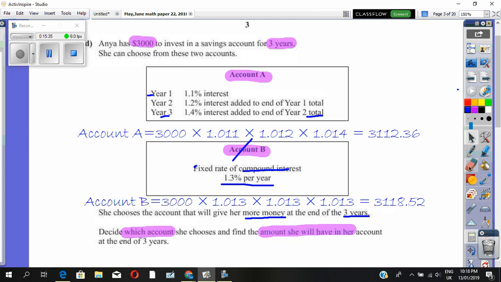Then the amount in account B after 3 years is 3118.52. If we compare the amounts, here we have $3,112.36 and here 3,118.52. It means the account which gives her more money is account B.